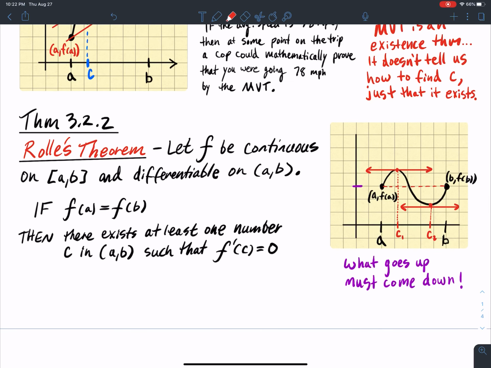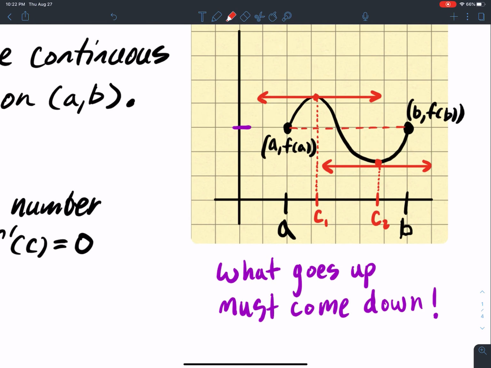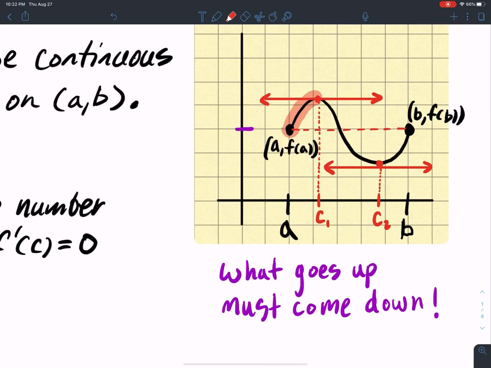So Rolle's theorem basically says this: if a curve goes up, then eventually the curve is going to come back down if I know that the endpoints start on the same level. If the curve is continuous and I work my way up, eventually I'm going to have to work my way back down because the endpoints are on the same level. That's all it says. What goes up must come down, and vice versa.